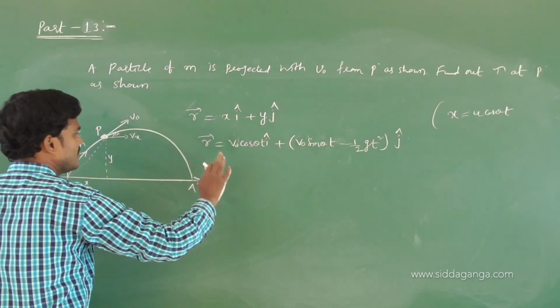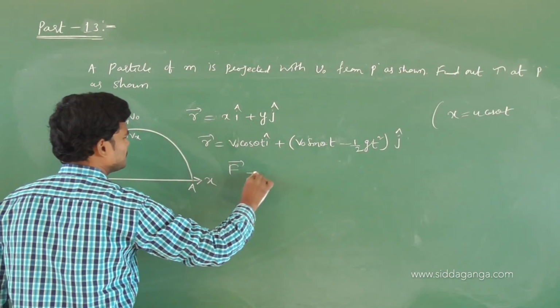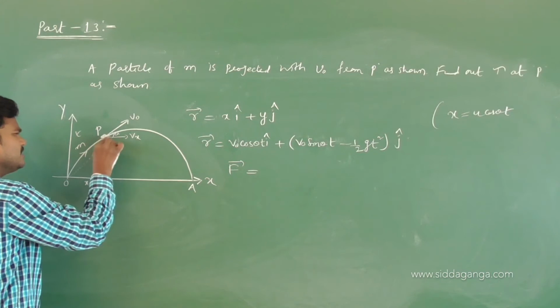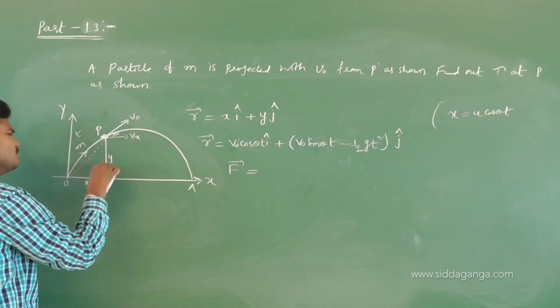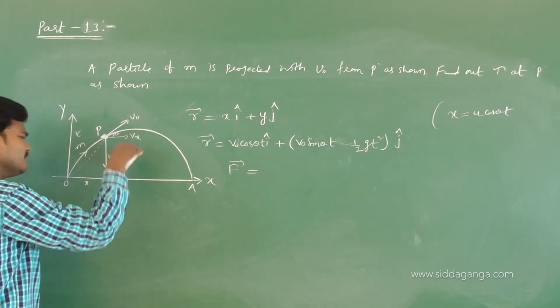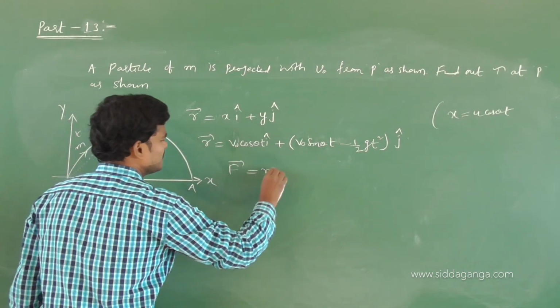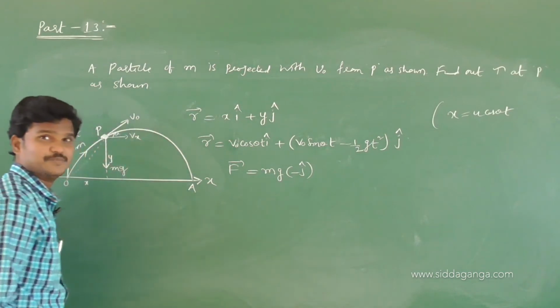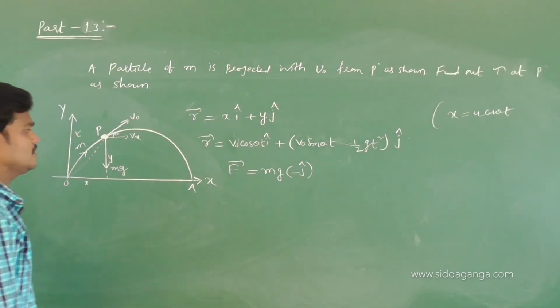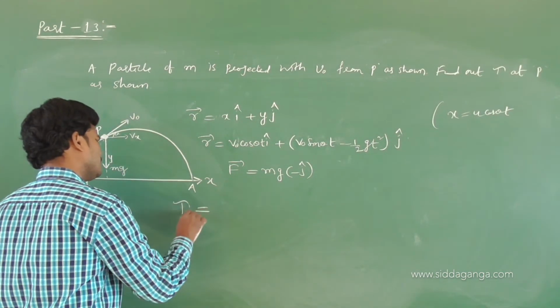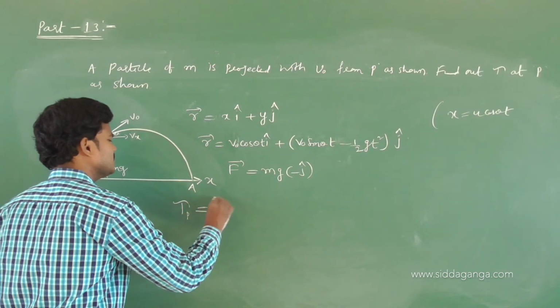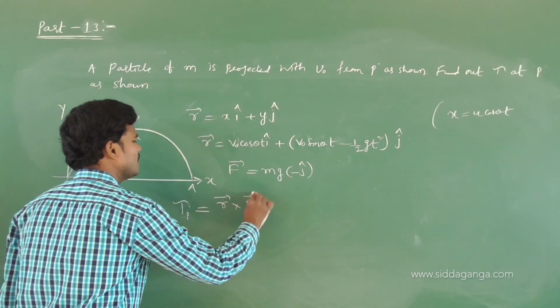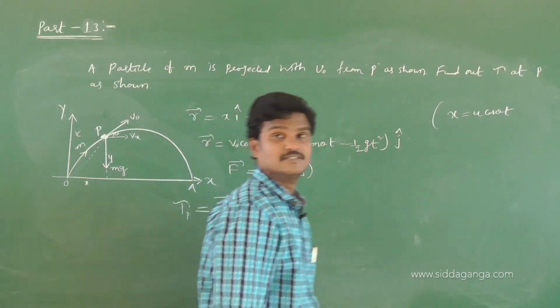So this is R. And let us write F. F is nothing but, see, the weight of this particle is downwards. Weight of the particle downwards means mg minus j cap. Now, how to get the torque? Torque about P, we can write it as R bar cross F bar. Use the cross product again.